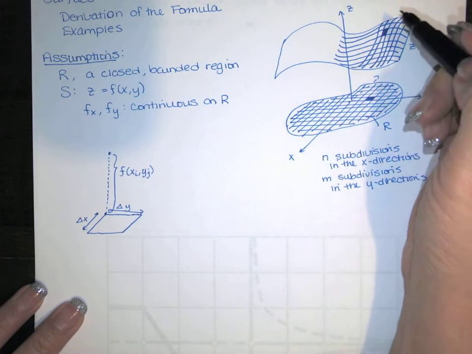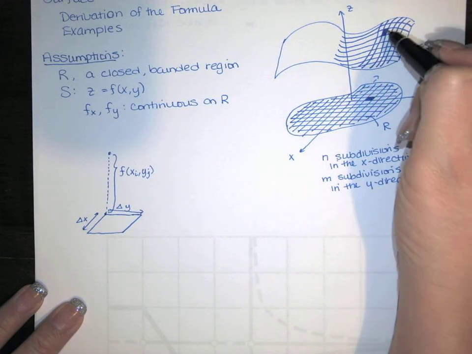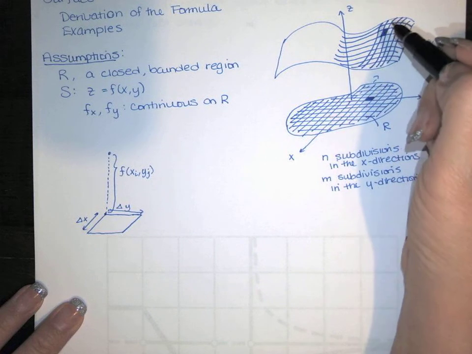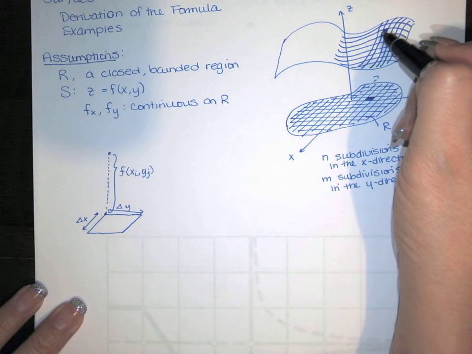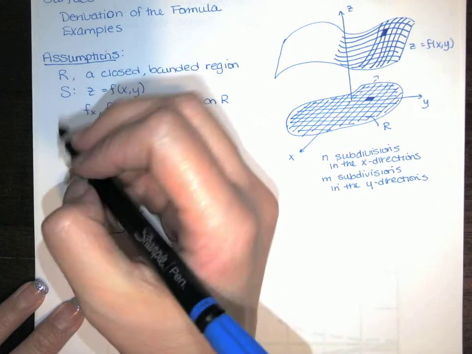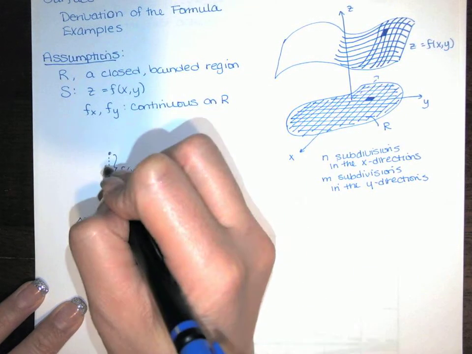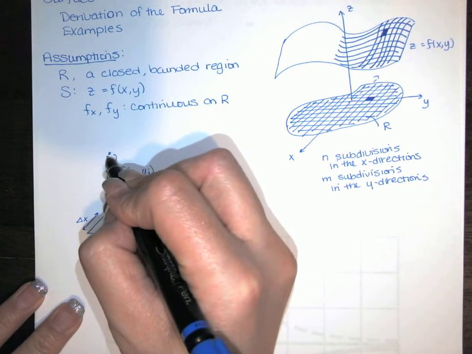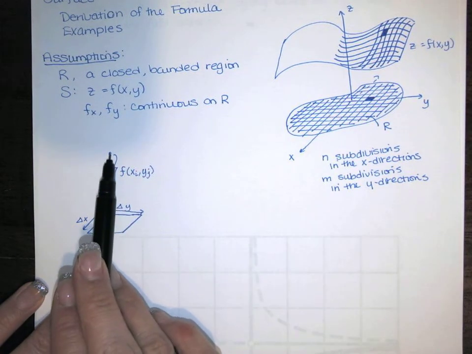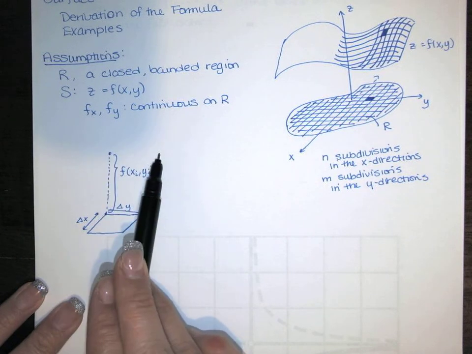Now to create a parallelogram that looks sort of like this on the surface, I'm going to create a vector here and a vector here that has the same slope as the surface. So if I'm at this point and I'm on the surface, I can find a vector that has the same slope as the surface and points in the x direction here, and I can find a vector that has the same slope as the surface and points in the y direction over here.